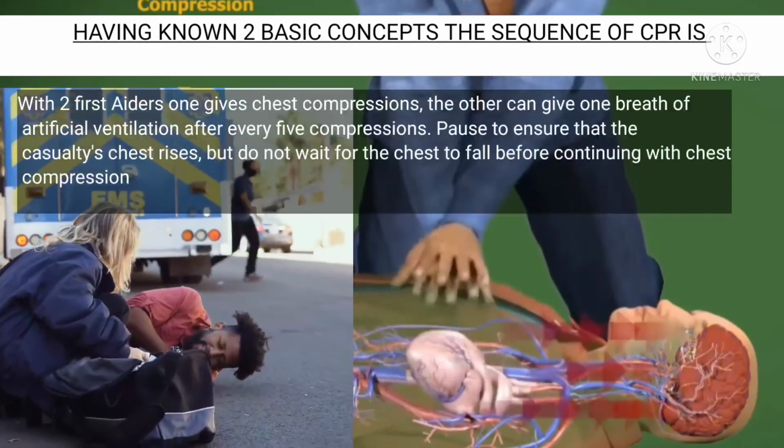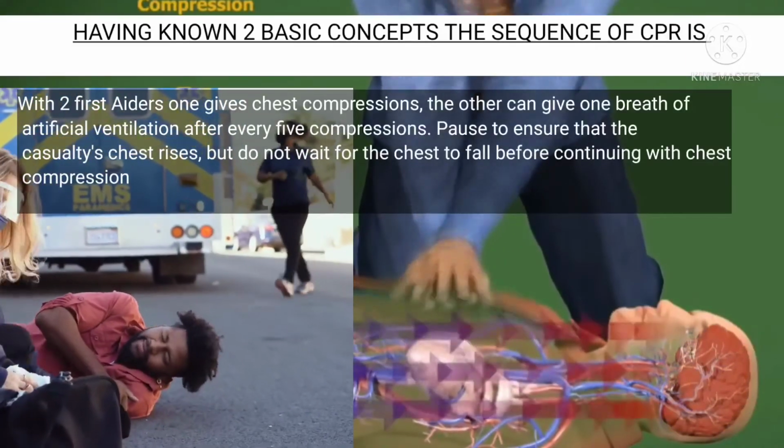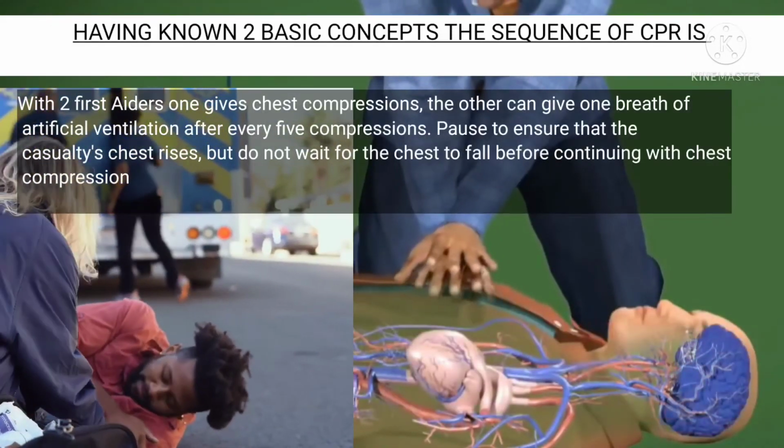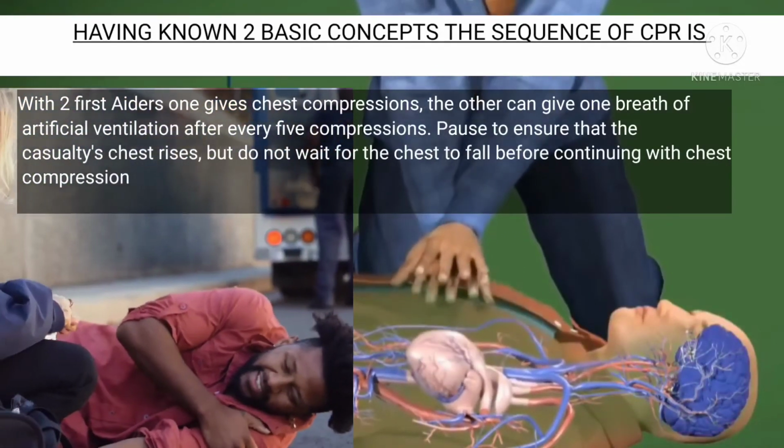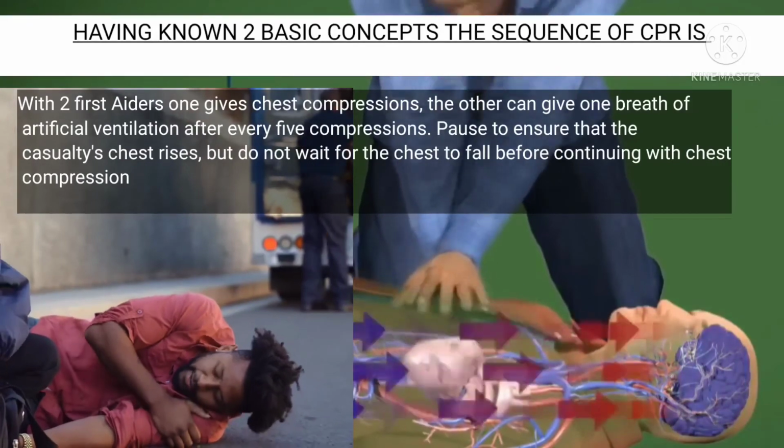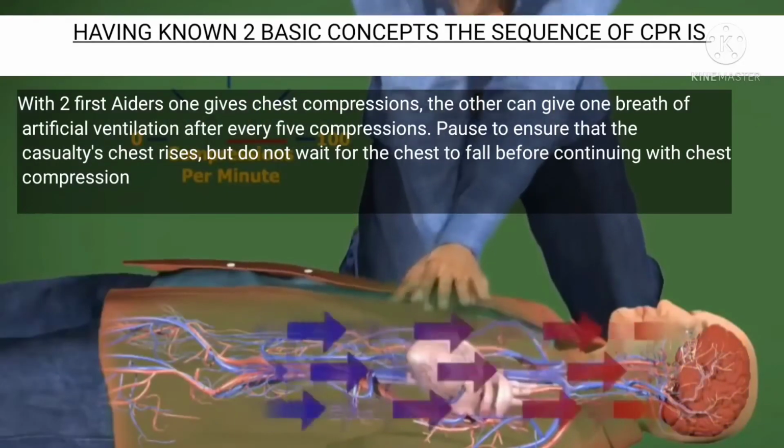With 2 first aiders, one gives chest compressions, and the other can give 1 breath of artificial ventilation after every 5 compressions. Pause to ensure that the casualty's chest rises, but do not wait for the chest to fall before continuing with chest compression.